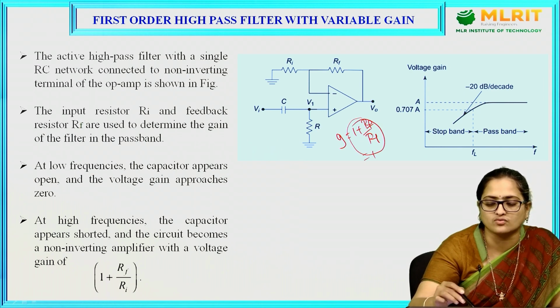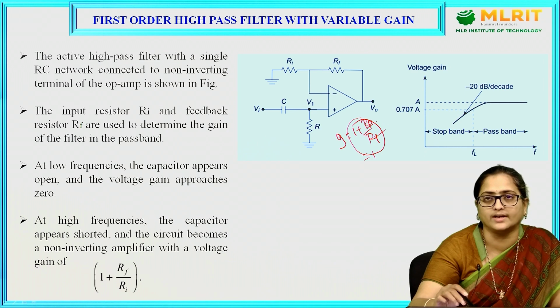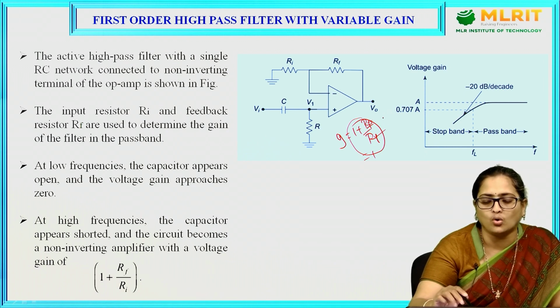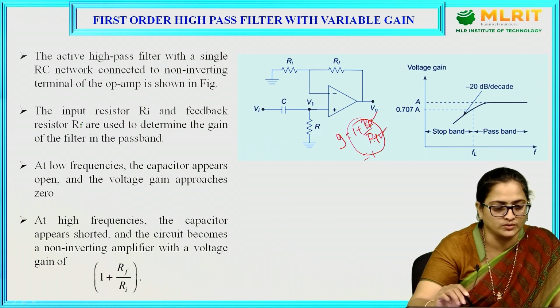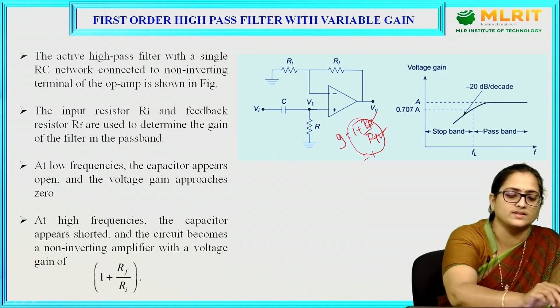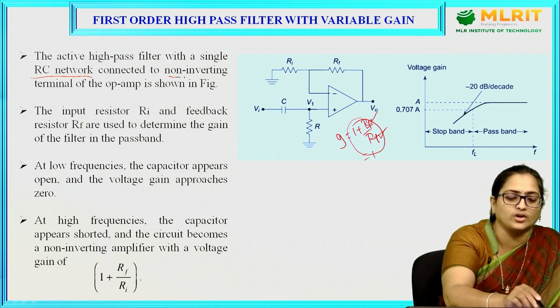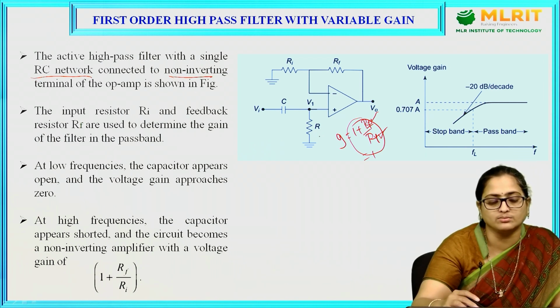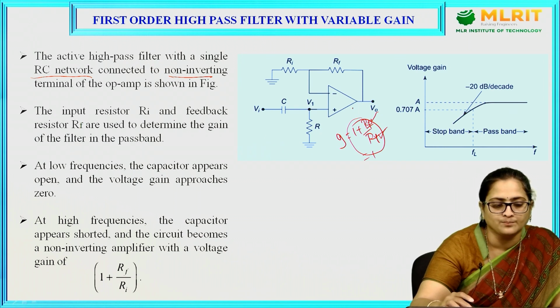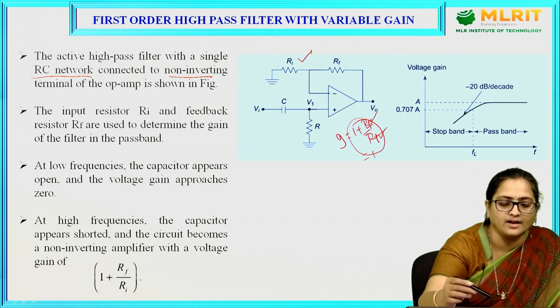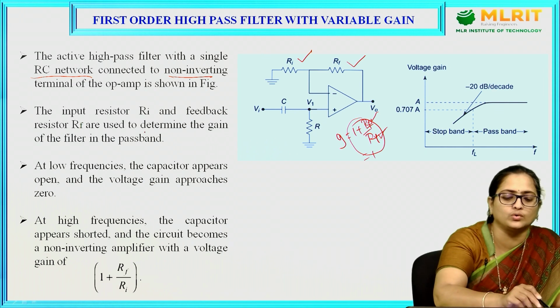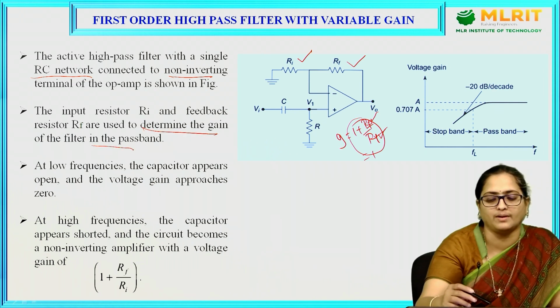For unity gain, this should be equal to 1. So, we are not considering Rf and R1, and we are making the circuit work as a voltage follower. For variable gain, the gain is going to change with respect to the Rf and R1 values. The active high pass filter with a single RC network connected to the non-inverting terminal of an op amp is shown here, and the input resistance Ri and the feedback resistance Rf are used to determine the gain of a filter in a pass band.